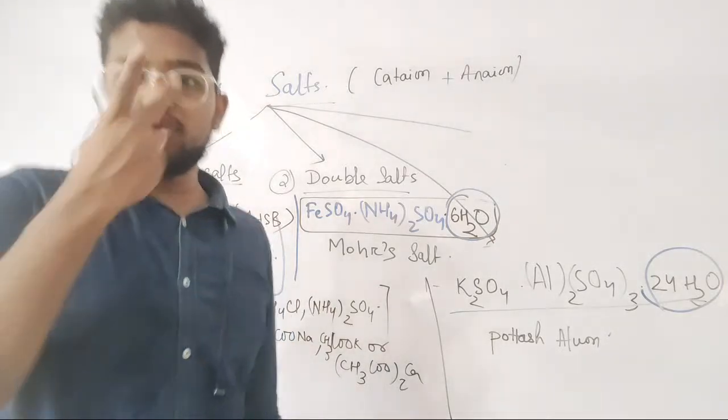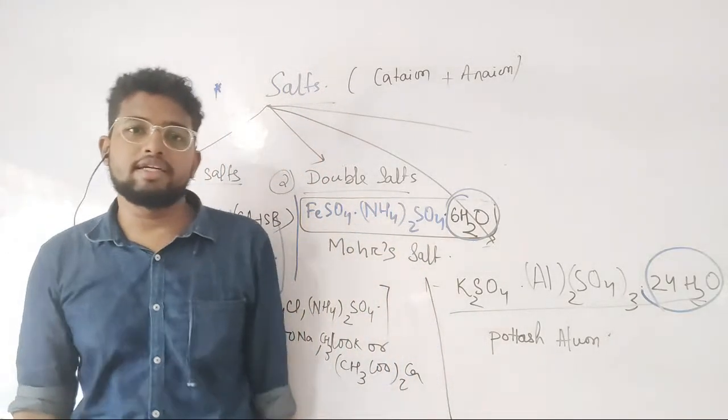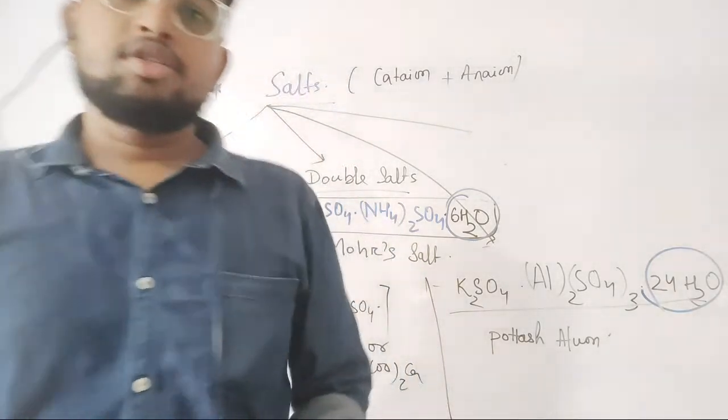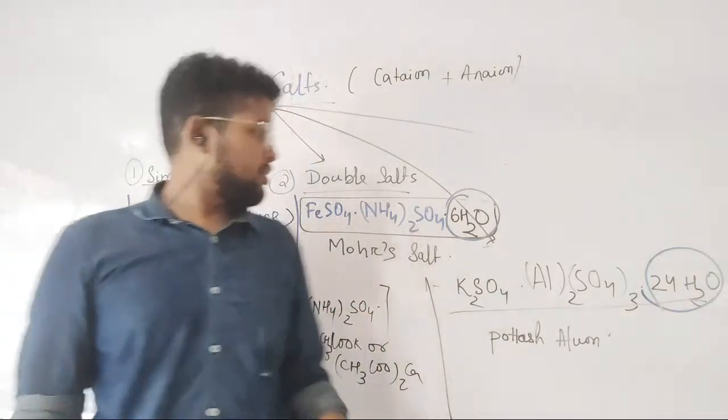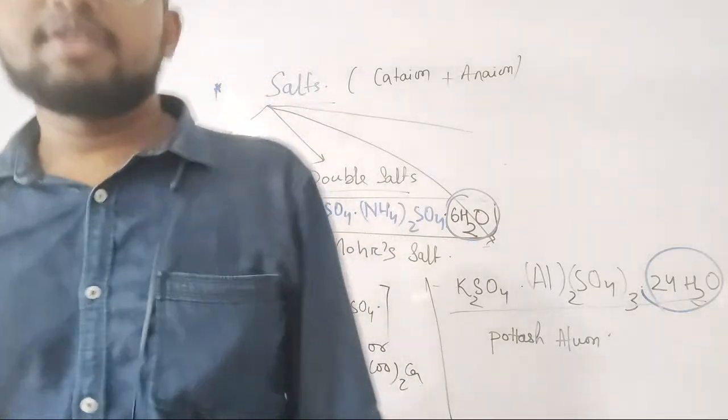So only 74 people attending the class. Please share the link. At least increase into 100. Only 76. So at least increase into 100. My question was, what is this 6H2O and 24H2O doing here? Please explain.